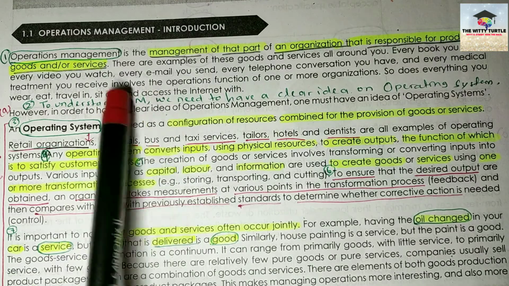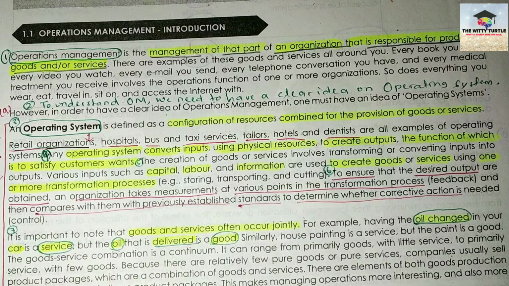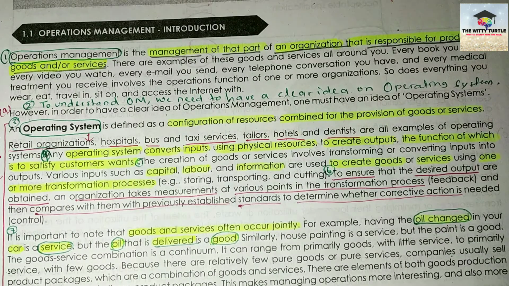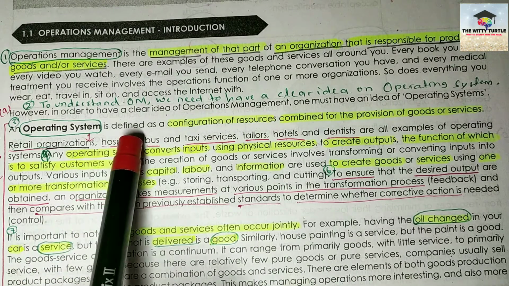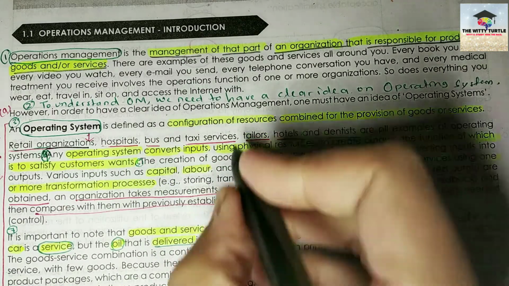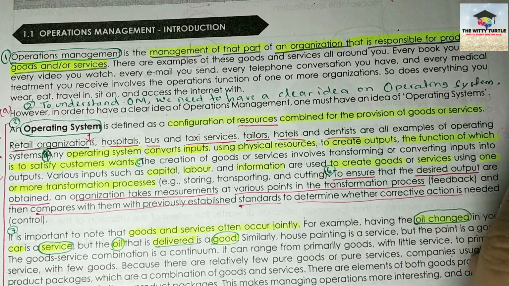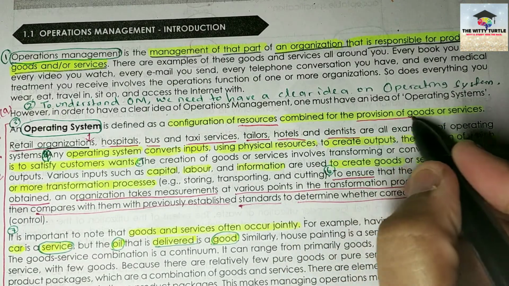I have told you all this just now. So you can go through this paragraph. Now you understood what is operations management. To understand operations management properly, we need to first understand what is operating system, right? What is operating system? It is basically defined as a configuration of resources combined for the provision of goods or services.